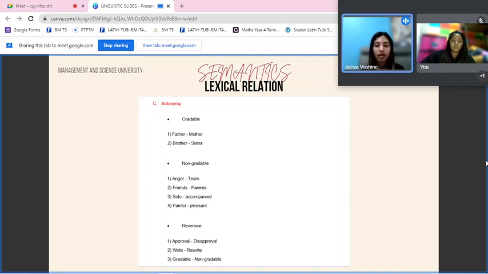Non-gradable is like antonyms that can't be compared, such as this. And next is reversive. So examples like approval, disapproval, write, rewrite, and gradable, non-gradable.